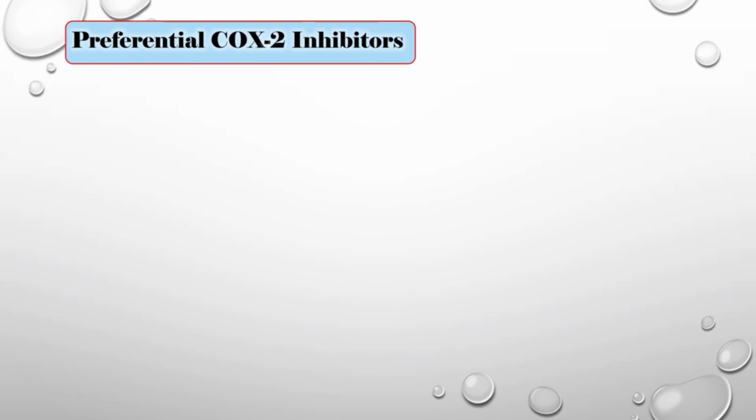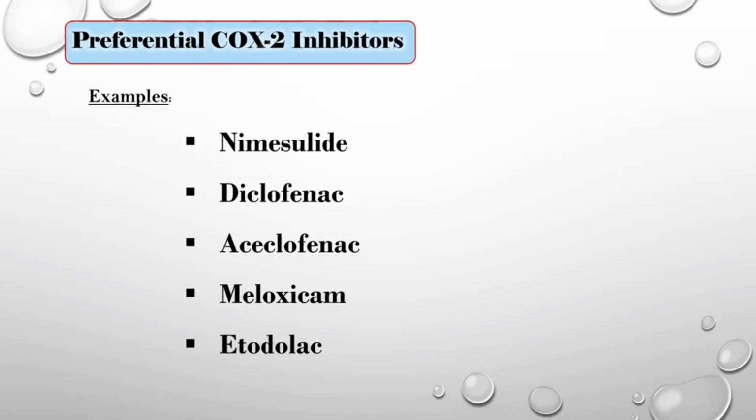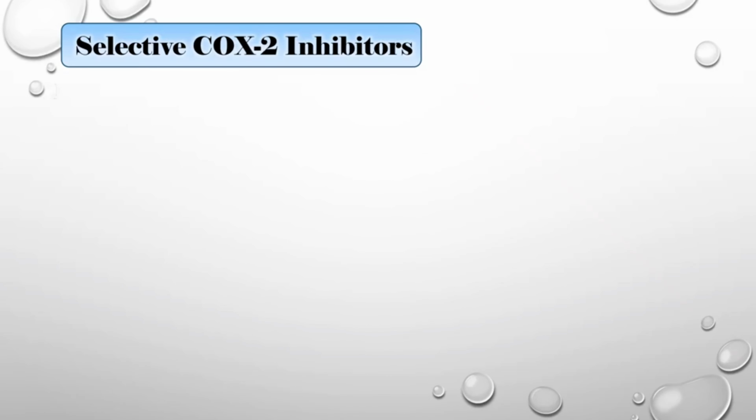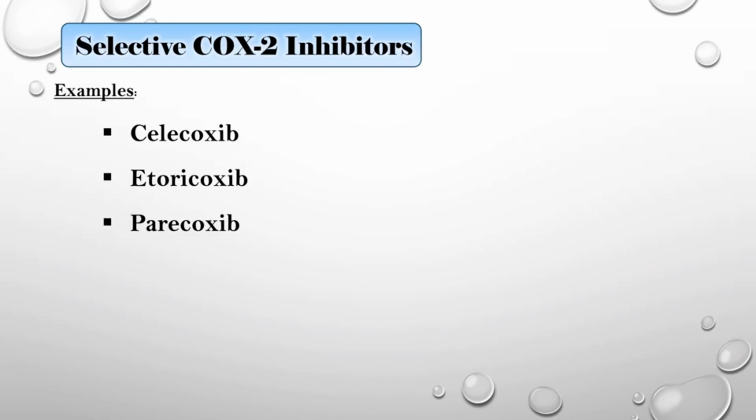Next point, preferential COX-2 inhibitors. Examples include nimesulide, diclofenac, aceclofenac, meloxicam, etodolac. Next, selective COX-2 inhibitors. Examples include celecoxib, etoricoxib and parecoxib.